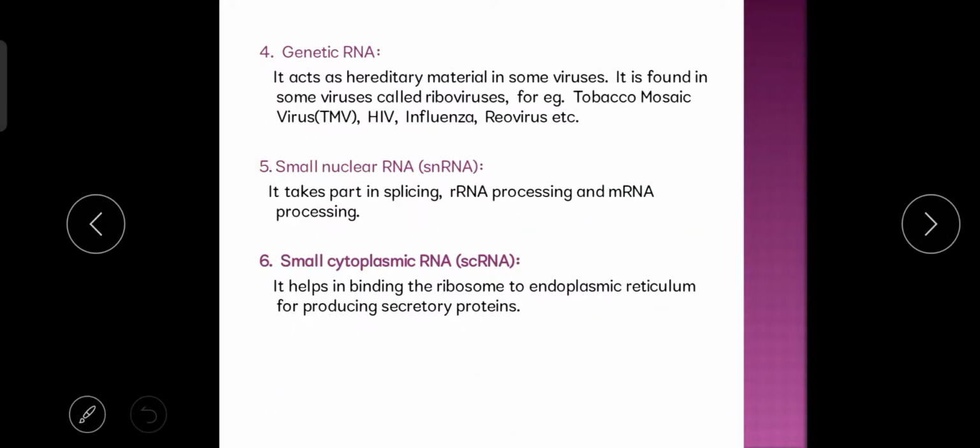So next one, the genetic RNA. I have told you that genetic RNAs are found in some viruses, and these viruses are mainly the riboviruses. For example, the tobacco mosaic virus, influenza, HIV, reoviruses. All these viruses have the RNA, and these RNAs are called genetic RNA because these RNAs help in the transmission or transfer of genetic characters from one generation to the next generation, just like the DNA present in the eukaryotic cell. And that is why these RNAs are called the genetic RNA.